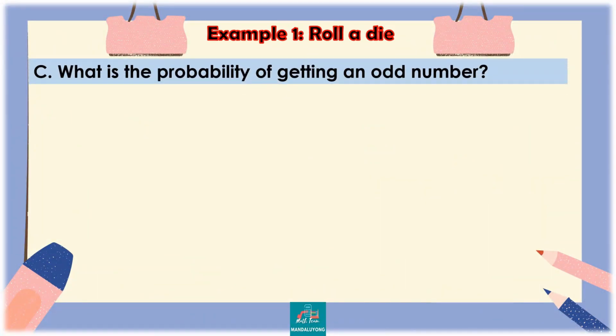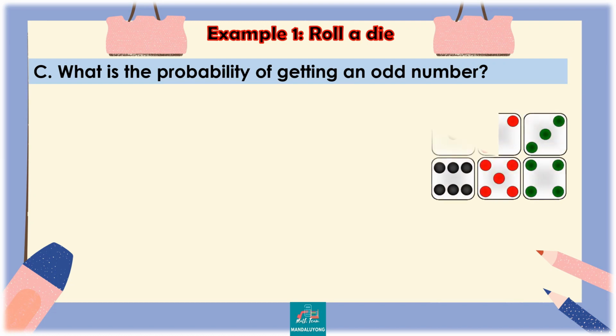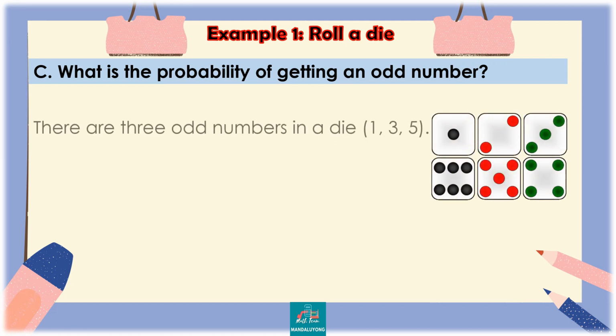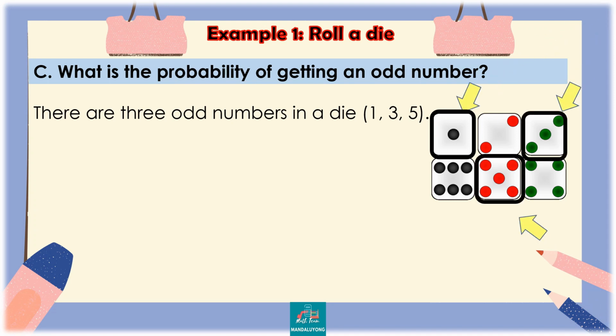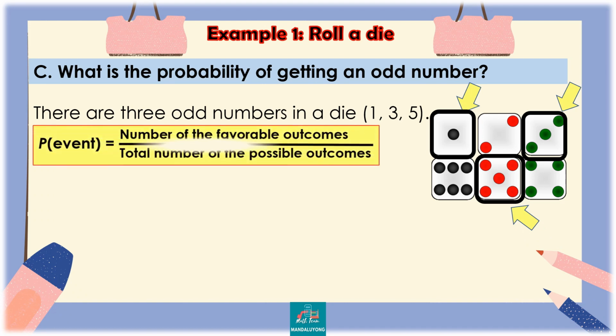Let us continue. Letter C. What is the probability of getting an odd number? Sa ating die, meron tayong 3 odd numbers. 1, 3, at 5. Muli, gamitin natin ang formula na ito para makuha ang probability ng odd numbers.